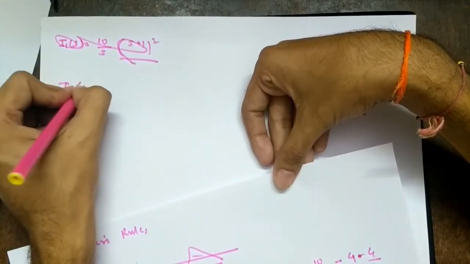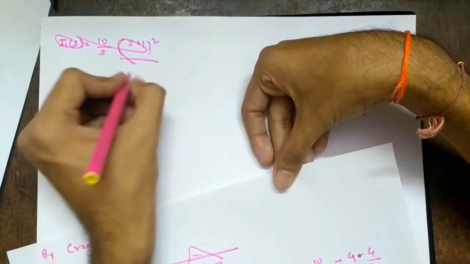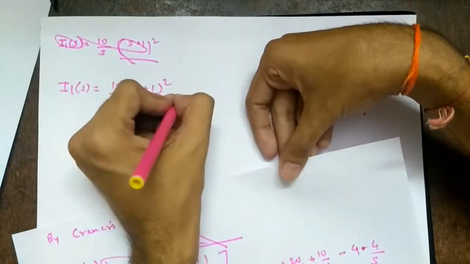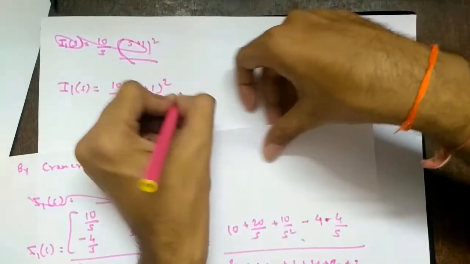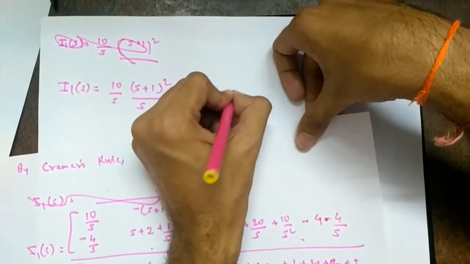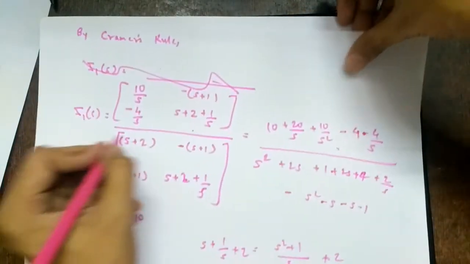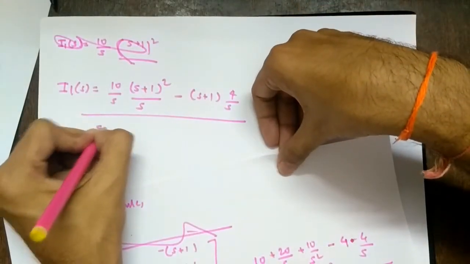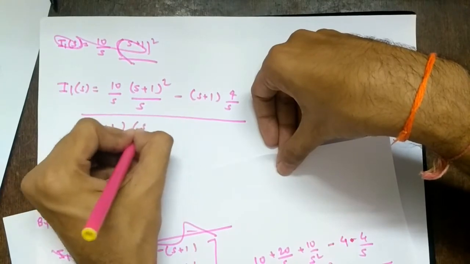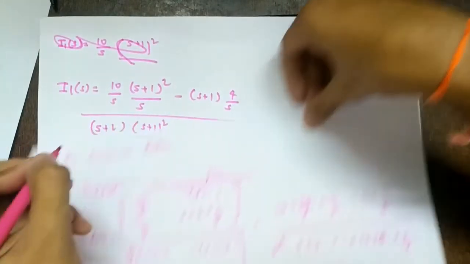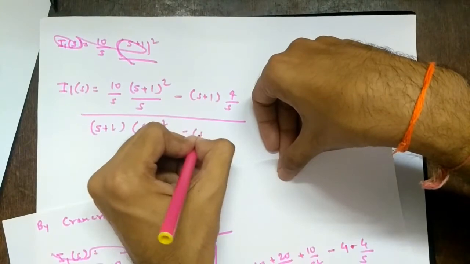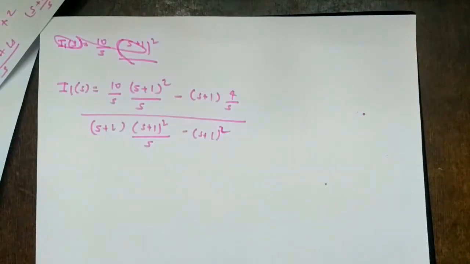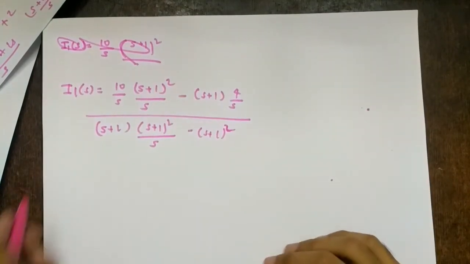Sorry. So I1 of S is 10 by S into S plus 1 the whole square upon S, minus S plus 1 into 4 by S upon. Similarly here, so this is S plus 2 plus 1 by S, same. So S plus 2 into S plus 1 the whole square by S, minus S plus 1 the whole square. So you are getting something same. So this indicates it will be simpler to perform the inverse Laplace transform.